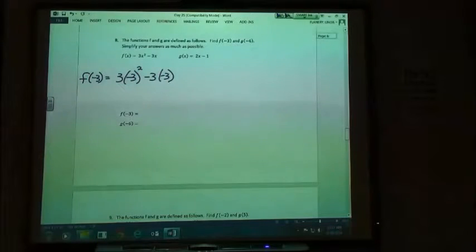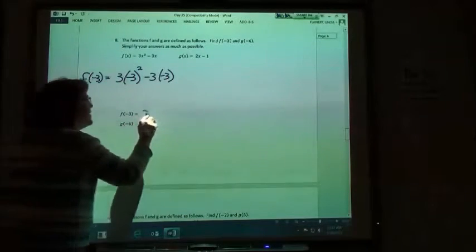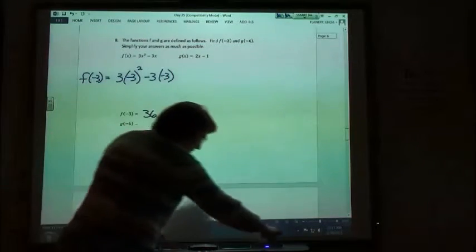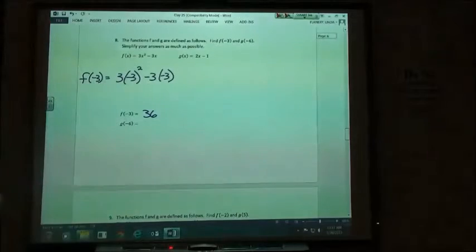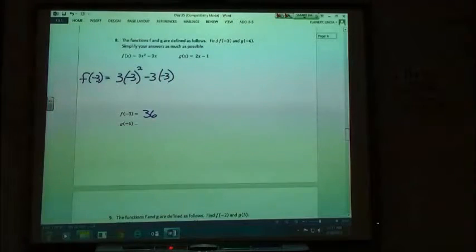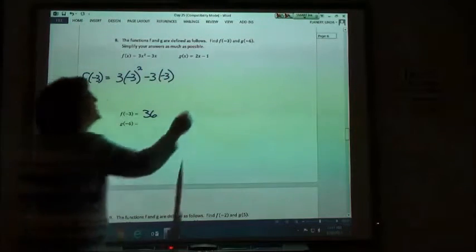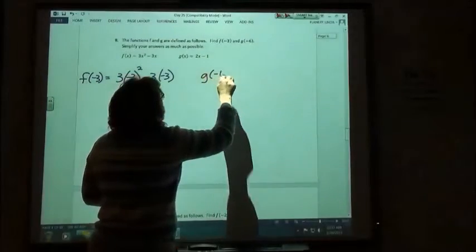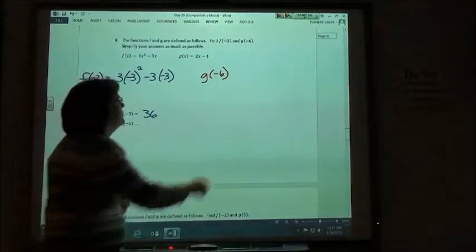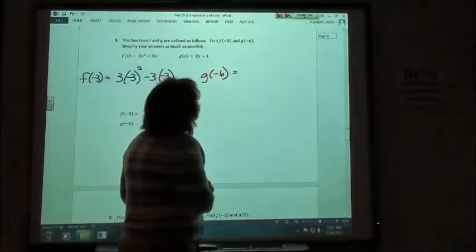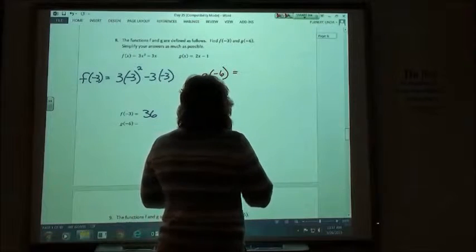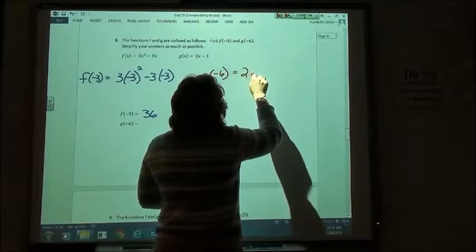Minus 3 minus 3 equals 36. Good, that's what I got too. In my head, yep, that's what I got. Okay, now we're going to do g of negative 6. What should we do for g of negative 6? Okay, g of negative 6 equals 2, parentheses.